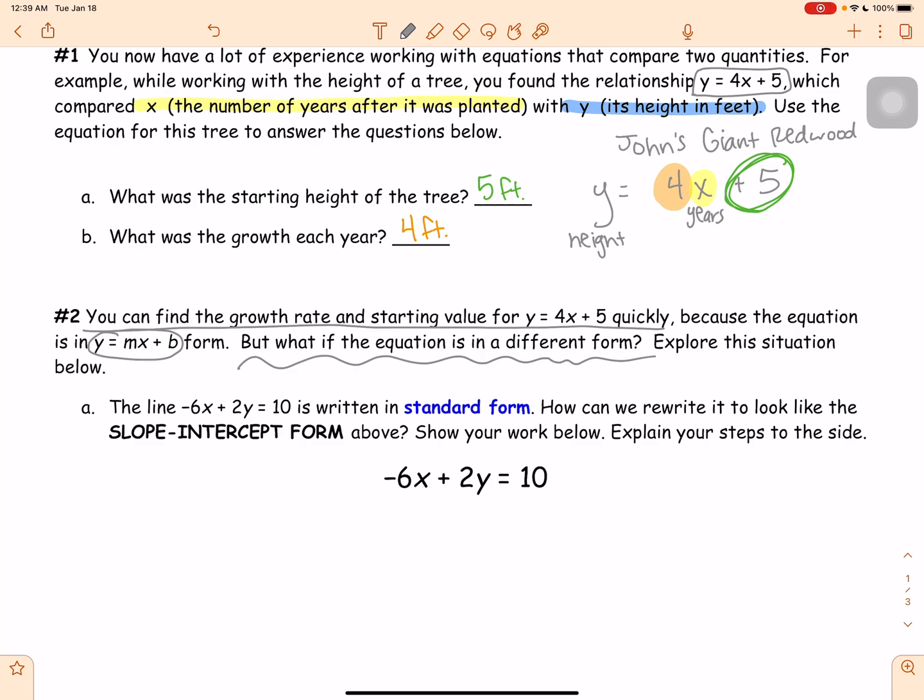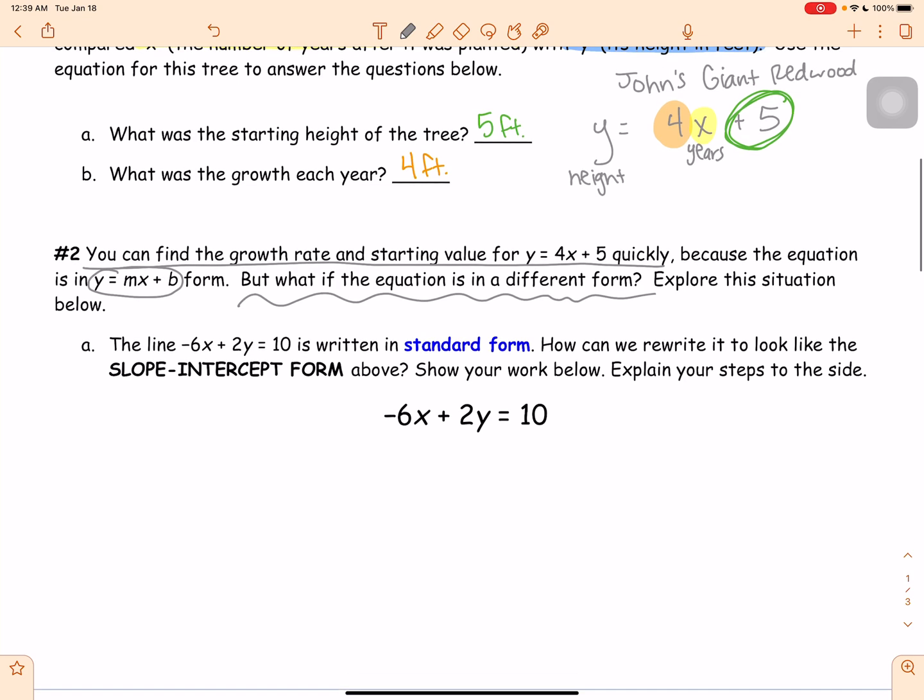Sorry, I keep hitting my glass of water. So the line negative 6x plus 2y equals 10 is written in standard form. How can we rewrite it to look like the slope-intercept form above? Explain your steps to the side and show your work. Okay, so we need this to become y equals mx plus b in this format, right? So this basically is telling us to isolate the y.